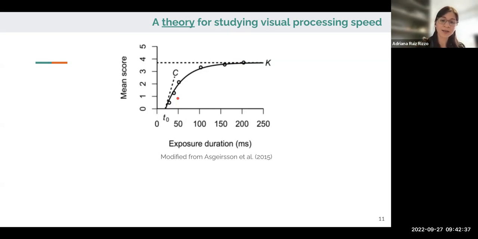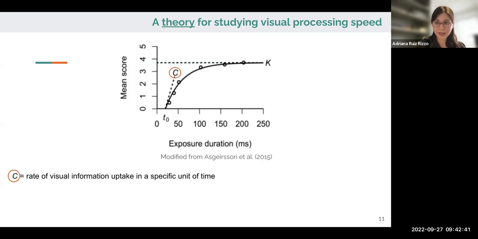From this model, we can derive three main parameters. One is C, which is the parameter of interest. This is visual processing speed that reflects the rate of visual information uptake in a specific unit of time. This is the slope of the curve at the origin. And the origin is T0, which is the visual threshold for conscious perception.